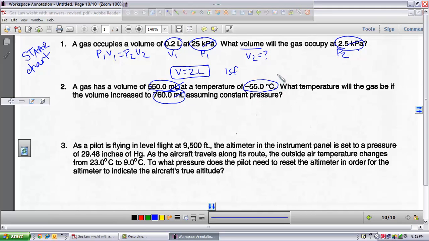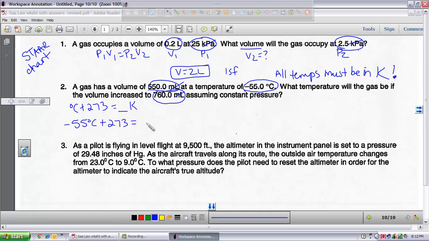Uh-oh, watch out for your temperature. All temperatures must be in Kelvin when working with gas. So this is not in Kelvin. In order to get Kelvin, you take your degrees centigrade or Celsius plus 273, and you'll get whatever your temperature is in Kelvin. So in this case, we're going to take negative 55, add 273, and we're going to get 218 Kelvin. That's the temperature we have to use.